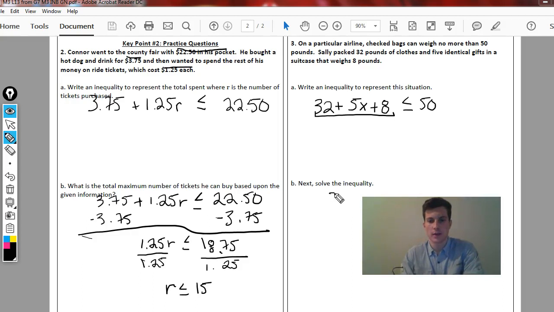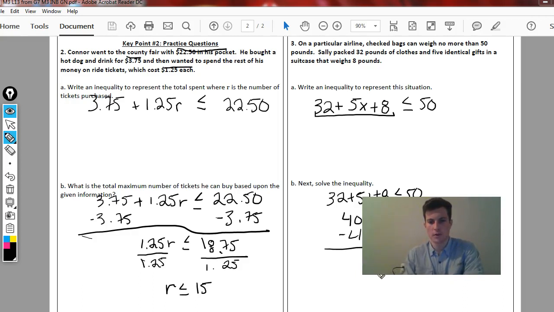Awesome. So let's see. We have 32 plus 5x plus 8, and this is less than or equal to 50. I want to solve for x. First, combine like terms on the left side. 32 plus 8, that gives us 40. We still have 5 x's, and it's all less than or equal to 50. Okay, let's solve for x. Take away 40 from the left side. If we do it to the left, we do it to the right. So now we have 40 minus 40 is 0. I have 5 x's on the left side. It's going to be less than or equal to 50 minus 40, so that's 10.